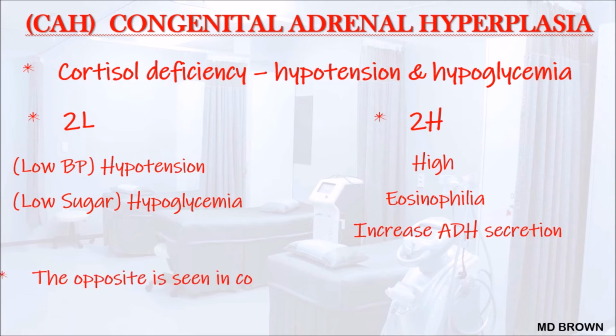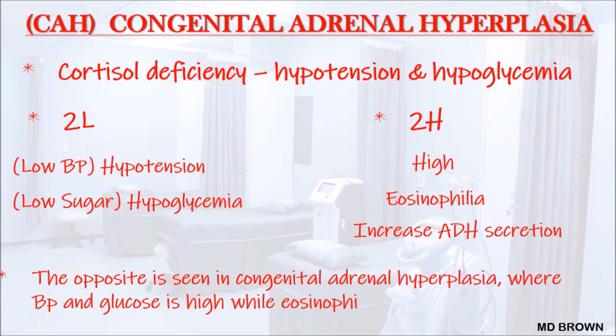So it's very important to note that adrenal insufficiency is like the opposite of congenital adrenal hyperplasia. In congenital adrenal hyperplasia, there will be an increase in BP and an increase in sugar, or hyperglycemia, whilst in adrenal insufficiency the eosinophil count and the ADH secretion will be low. So it's very important to note this difference between congenital adrenal hyperplasia and adrenal insufficiency, also known as Addison's disease. Knowing these basics would help you to answer lots of questions in regards to endocrinology when you are talking about the adrenal gland.